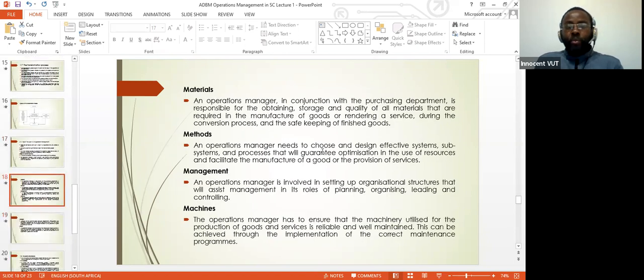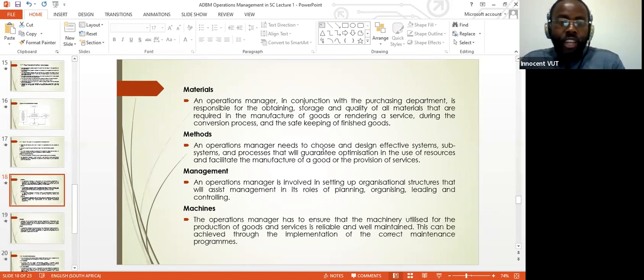And then the third one, we have materials. An operations manager, in conjunction with the purchasing department, is responsible for the obtaining, storage, and quality of all materials that are required in the manufacture of goods or rendering a service during the conversion process, and the safekeeping of finished goods.